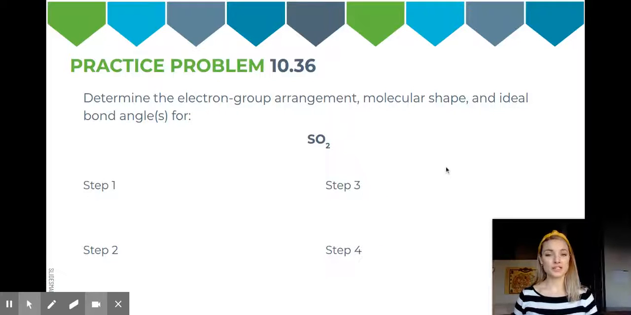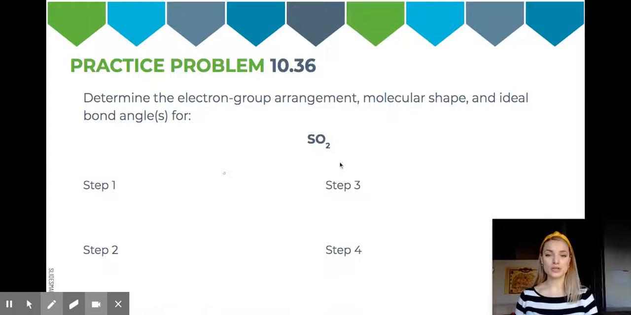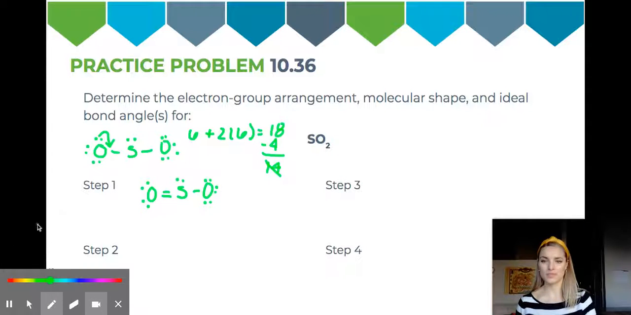All right, so for this practice problem, I will identify each step for you, and then what I would like you to do is pause the video, work through that step, press play, and then take a look at the answer for each step, or the solution for each step. This way you'll get a little bit more practice internalizing the steps and working through them on your own. So let's start with step 1. We are looking for the Lewis structure for SO2. So pause the video, draw the Lewis structure for SO2, and then check back.